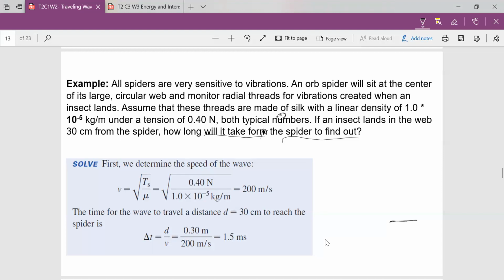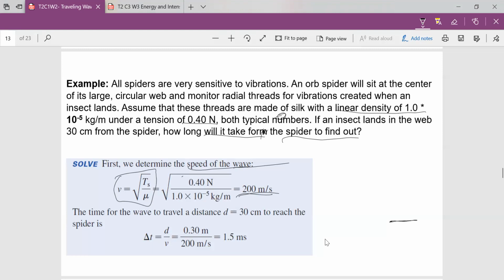So to solve this, first we determine the speed of the wave. We determine the speed by using the formula that we just saw. The speed is given by the tension and the linear density. Substituting that directly into the equation as given, we have the square root of 0.4 Newton over the linear density, to give us 200 meters per second.